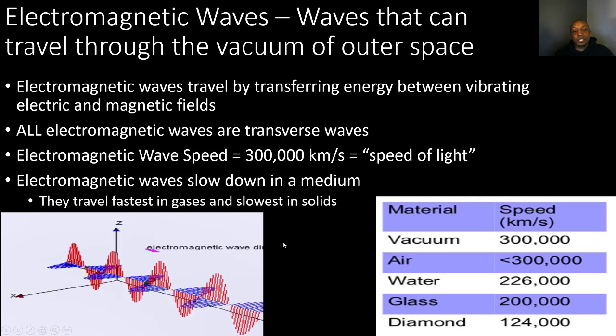And remember, all the electromagnetic waves are transverse waves, which means that they travel perpendicular to the medium, or they travel at right angles to the medium, which is what you just saw in this example. And electromagnetic wave speed is they travel at 300,000 kilometers per second, and that's actually at the speed of light. And electromagnetic waves slow down in a medium, so they travel fastest in gases and slowest in solids. So this is the exact opposite of mechanical waves.